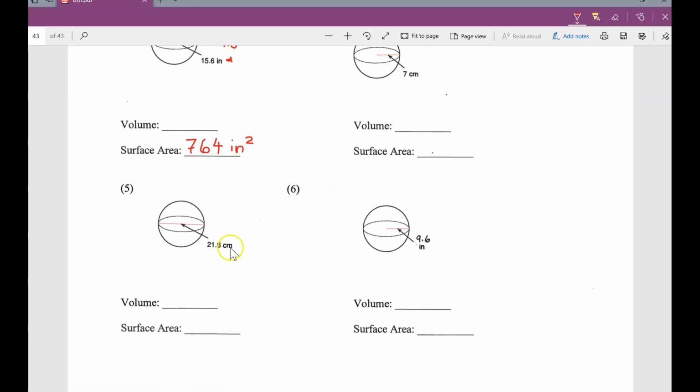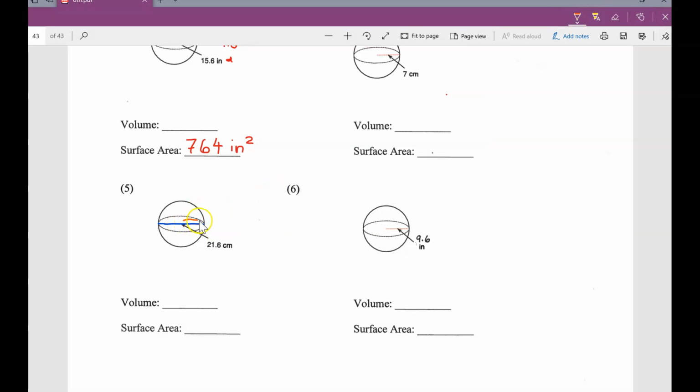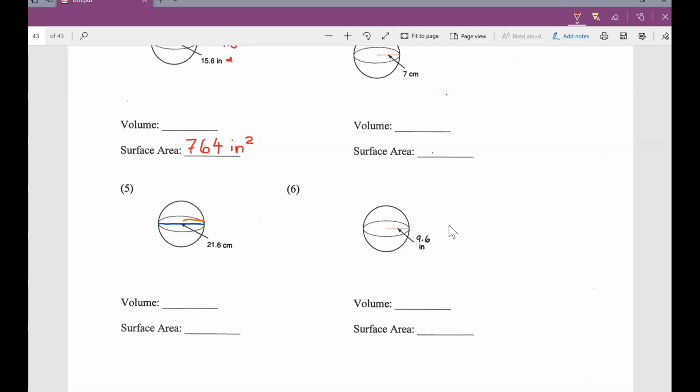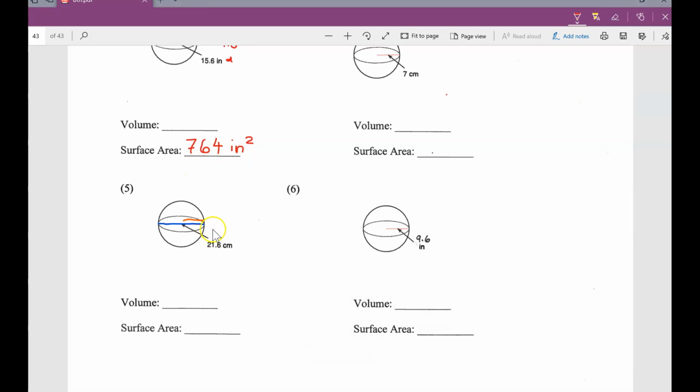Okay, let's look at number 5. We have a 21.6 centimeter diameter. Again, look at the drawing. This line goes all the way across. So we need the radius, which is going to be half that, from the center to the edge, what is 21.6 divided by 2? I actually don't know that off the top of my head because I have not had my coffee yet this morning. 10.8, that sounds right. So we know that our radius is going to be 10.8.